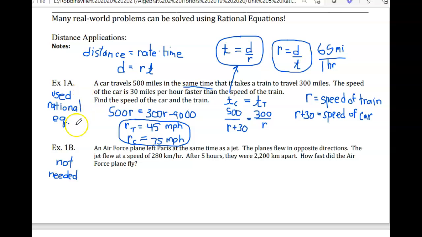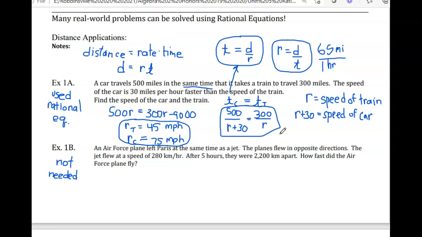And there we did use a rational equation, right? So this is why we're linked to this unit. We used a proportion and rational equation to solve it. So with distance, remember, it's not always needed a rational equation, and you're going to see that when you solve 1B. So pause the video and try that one.